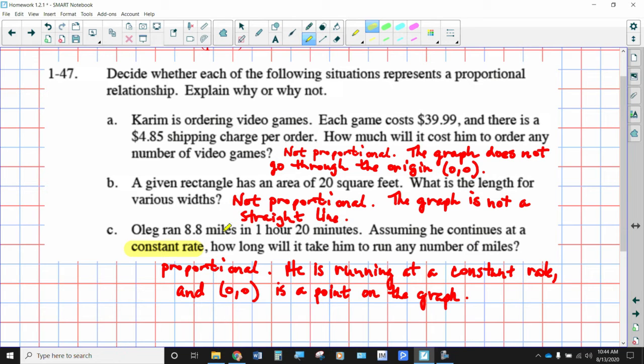Okay, well, we all agree that if he doesn't go anywhere, he's spending no time running, and vice versa. If he spends no time running, he will not go anywhere. Thus, 0, 0 applies to this situation. So constant rate of speed and 0, 0 applies makes this definitely a proportional situation.